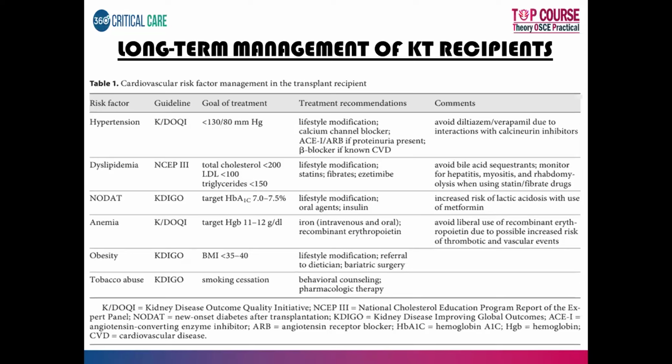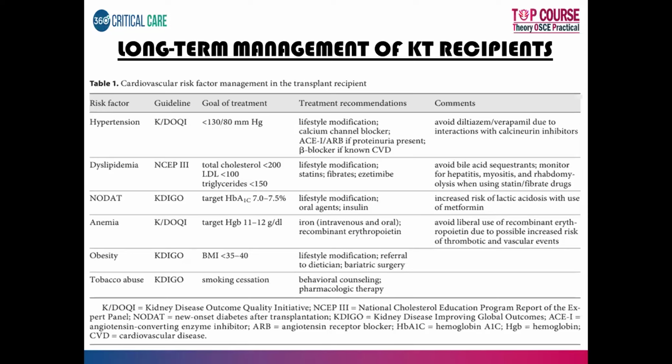Okay, and you should be very careful that when you're using statins plus fibrate, there are more chances of hepatitis, myositis, and rhabdomyolysis occurring. So you have to monitor all these things. Then what is this NODAT? That is nothing but new onset diabetes after transplantation. This could be secondary to the immunosuppressive drugs which you are using. So you have to target the HbA1c between 7 to 7.5.